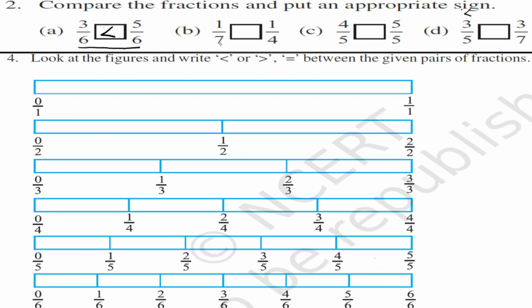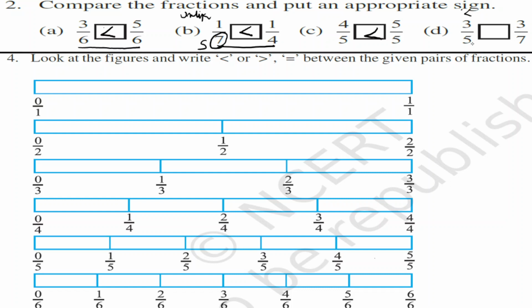And here these are unlike fractions with same numerator, and in the unlike fractions greater denominator is smaller. So this 7 is greater than 4, so the greater denominator is smaller, so 1 by 7 is less than 1 by 4. And here these are the like fractions, so smaller numerator is smaller, greater numerator is greater.